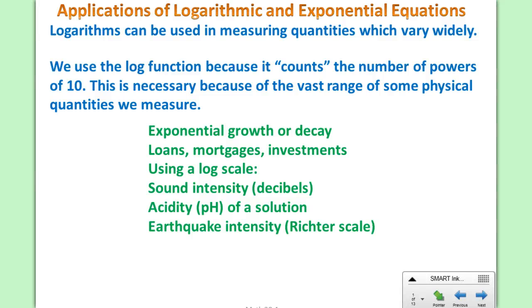Math 30-1. Welcome to applications of logarithmic and exponential functions. So in this, just as the slide says, we're going to look at all the real world applications where logarithmic and exponential equations are used to solve real world problems.